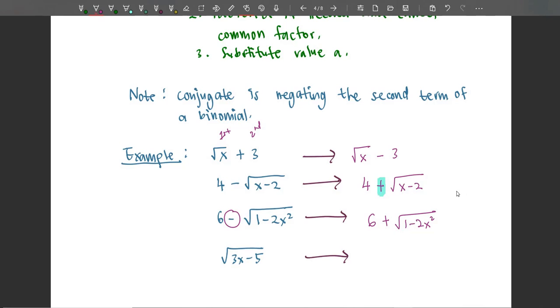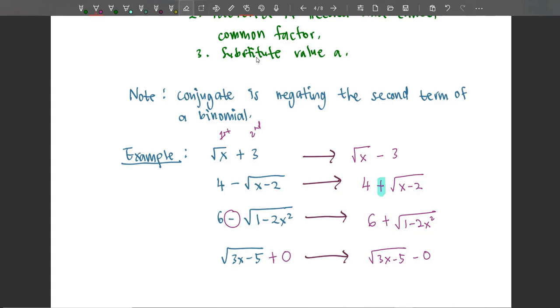For the fourth one, here we have root of 3x minus 5. But as you can see, this is not a binomial because we only have one term. But it can also be regarded as a binomial. Let's say we assume there is another constant here, which is plus 0. So the conjugate obviously will change the plus to negative, which means root of 3x minus 5 minus 0.